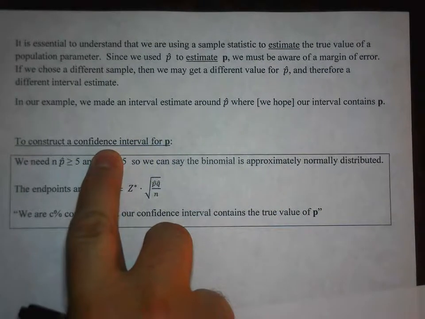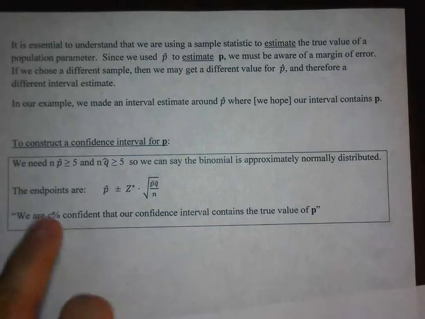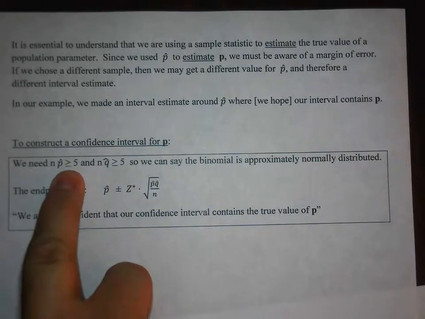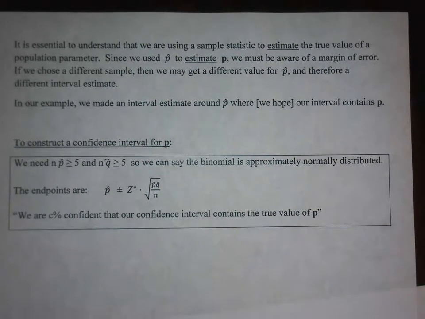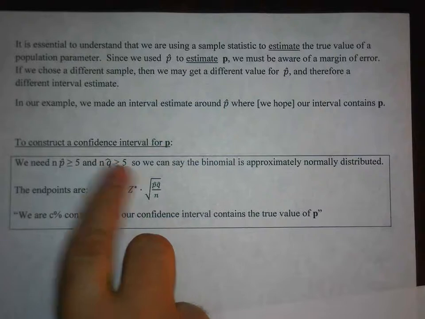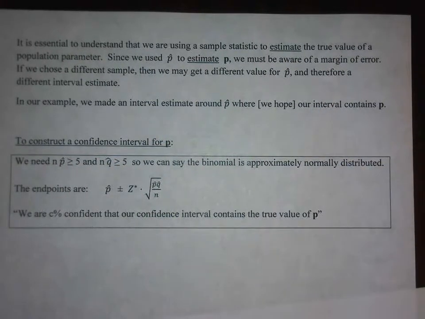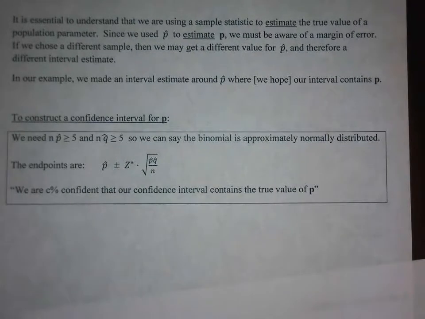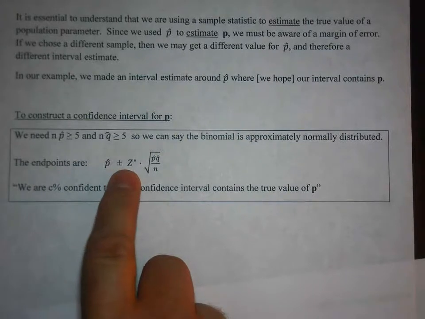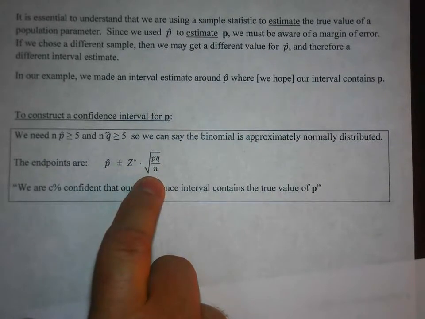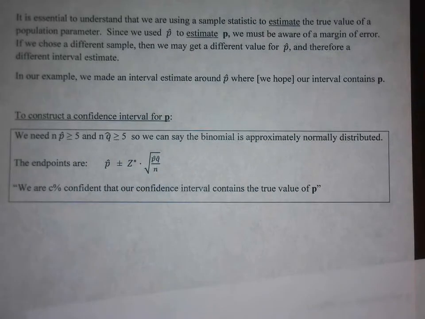So to construct a confidence interval for p, for a population proportion, we need to have n times p hat and n times q hat be large enough, and we classify that as being greater than or equal to 5. And again, sometimes you'll see that as a 10, but the book that we use just says 5. And then the endpoints of your interval: your best guess for p is p hat, and then you add or subtract your z star value, which is the number of standard deviations you're going from the middle, times the standard deviation of your distribution. Okay, so that's how you construct a confidence interval for p.